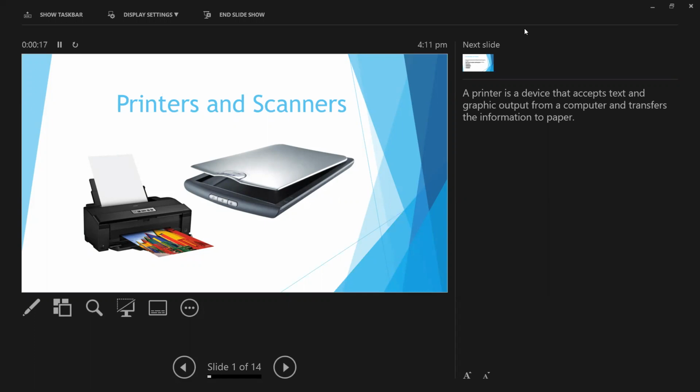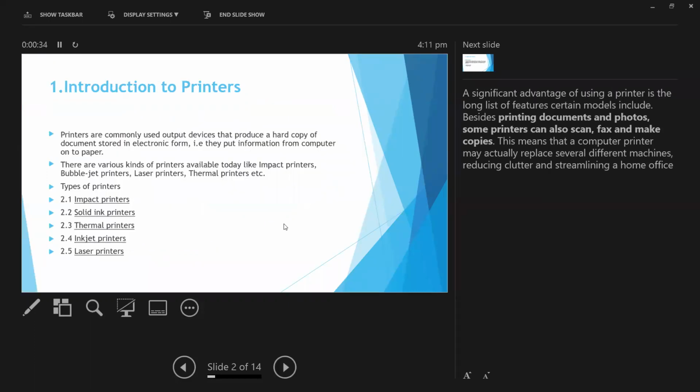Now, a printer is a device that accepts text and graphic output from a computer and transfers the information to paper. It is generally an output device that allows you to get hard copies of information or data. Printers are commonly used output devices that produce a hard copy of documents stored in electronic form. That is, they put information from a computer onto paper.